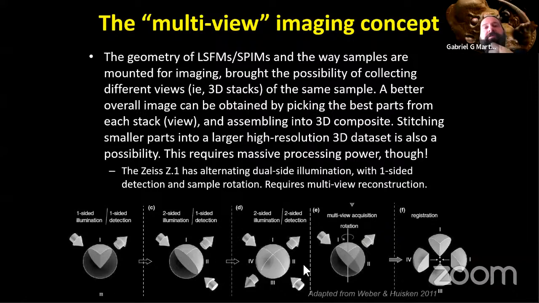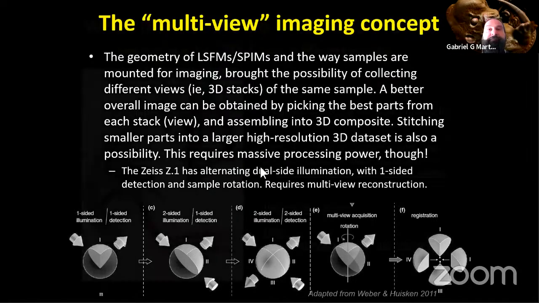Now, if you don't want to make your light sheet microscope too complicated, you can still just use one illumination and one detection, and you just rotate your sample and collect images from different quadrants. And once again, you have different stacks that you then have to assemble and put together. These need to be registered in 3D space. This process is called multi-view reconstruction. That's very much the way the Zeiss Z1 and most of the light sheets operate. You have to be aware that you're going to generate tons of data, and you have to have a lot of time to process this data before you can get your final product of a beautiful 3D stack of a very large sample.